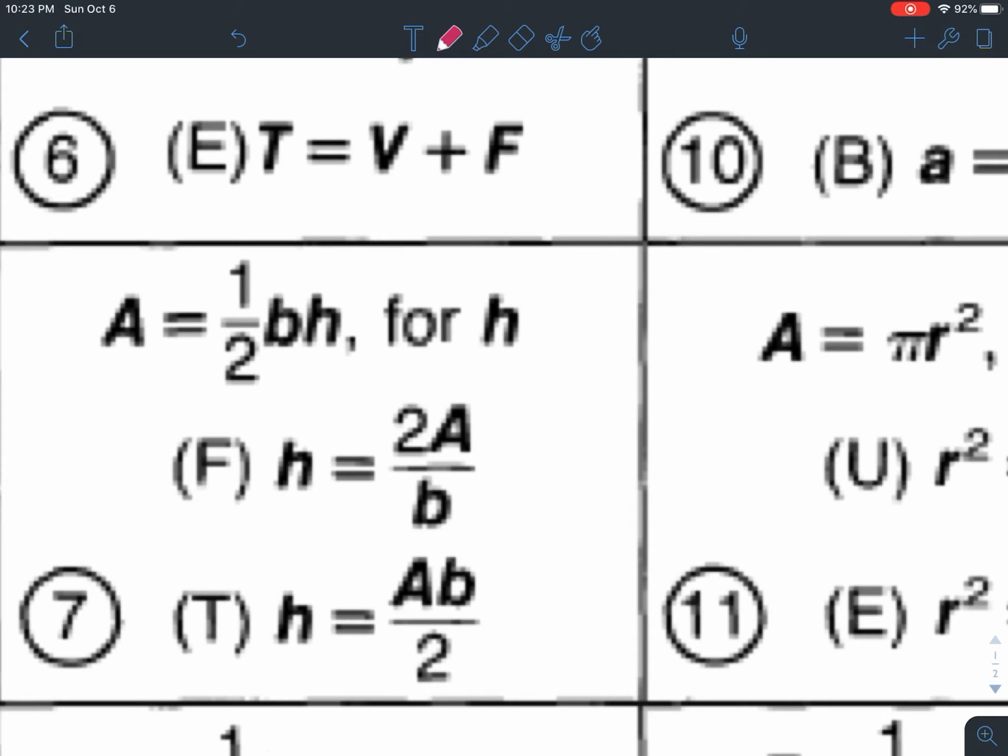So solving for h, we're going to multiply, we did this one in your notes, multiply by 2 over 1 on both sides first. And you get 2a equals bh. And then I'm going to divide by b on both sides to get h by itself.